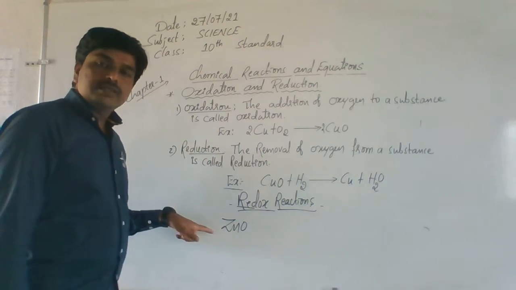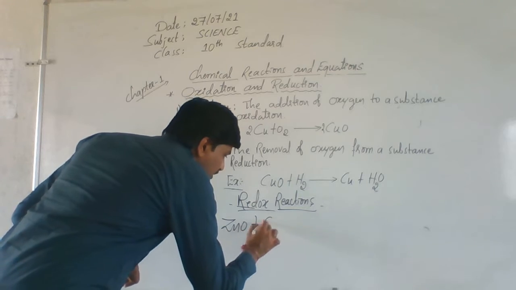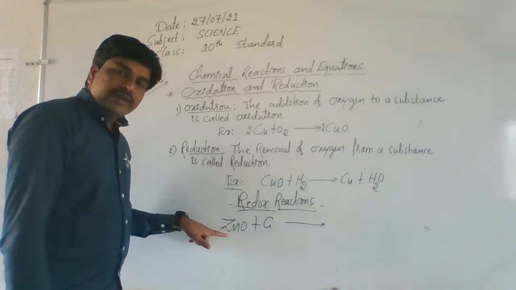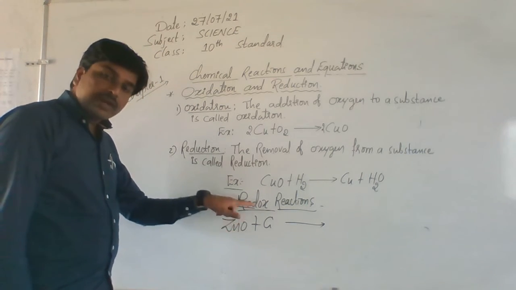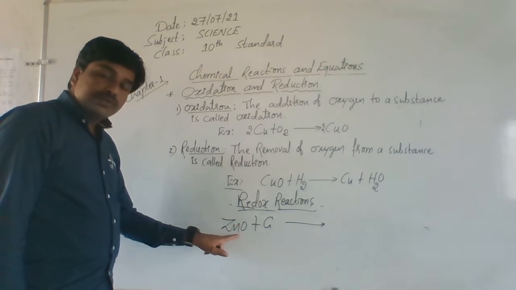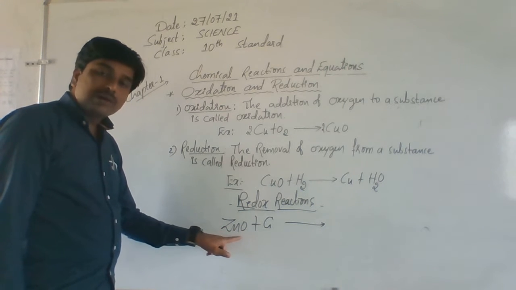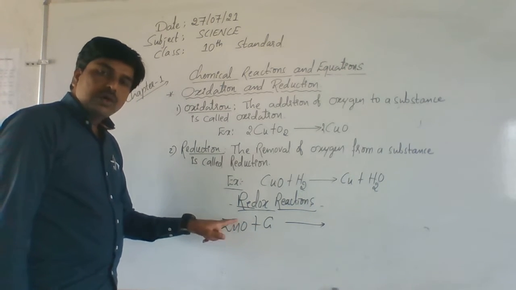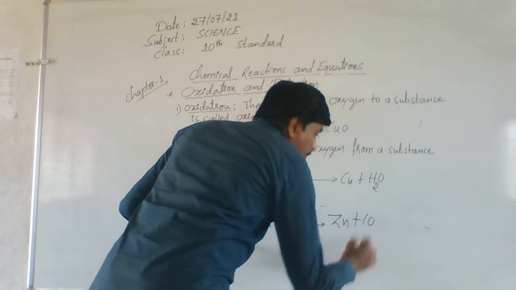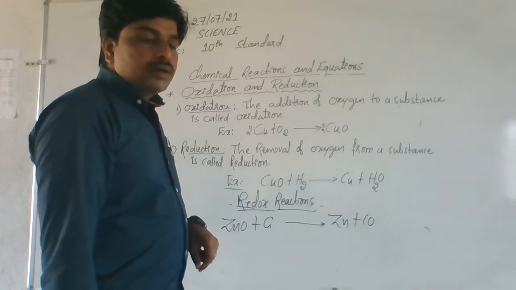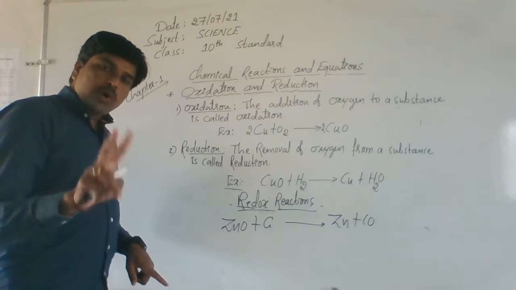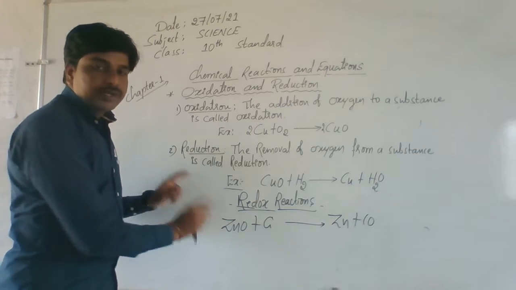Zinc oxide is there. Here carbon is there. Understand? Zinc oxide contains oxygen. When you make it react with carbon, this carbon removes oxygen from this zinc oxide and reduces it to zinc, and forms carbon monoxide. Understand, students? So here in this reaction, both oxidation and reduction have taken place.